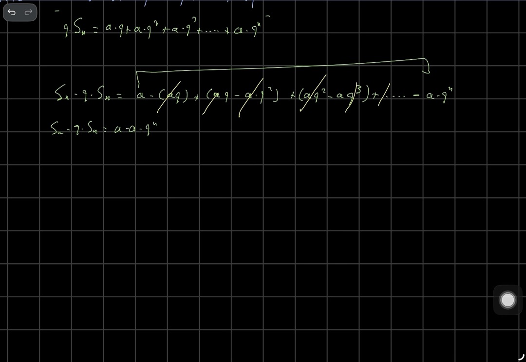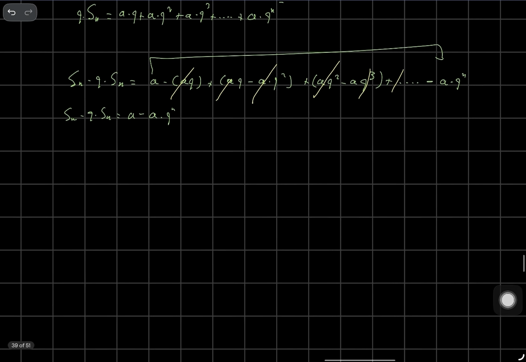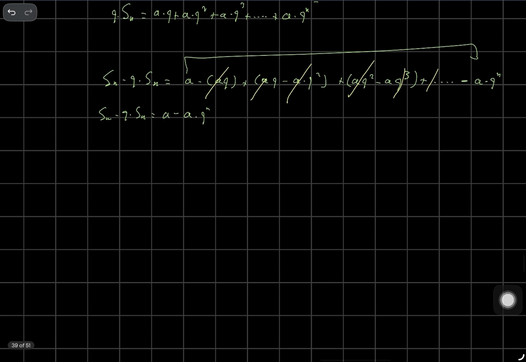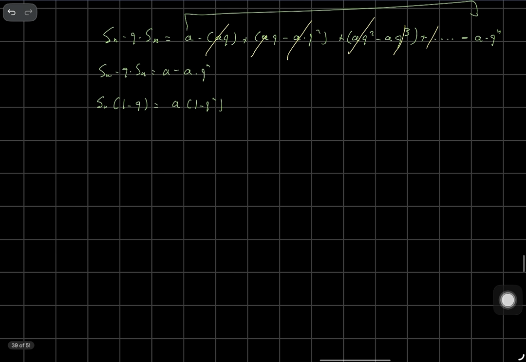So let's take a as a common factor from the right hand side and Sn from the left hand side. We will be left with Sn times (1 minus q) equals a times (1 minus q^n), and we just bring this here and we get Sn equals a times (1 minus q^n) over (1 minus q). Boom, that's it.